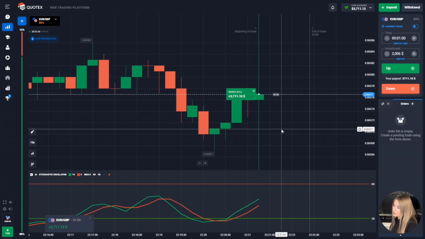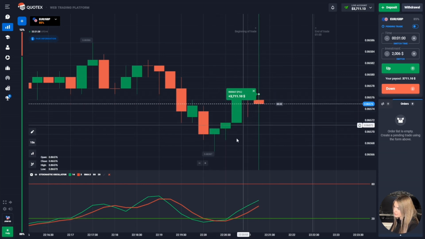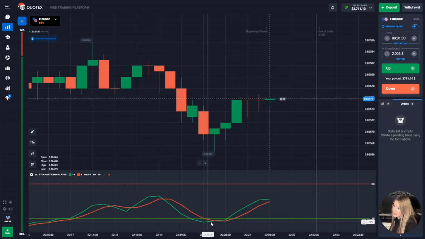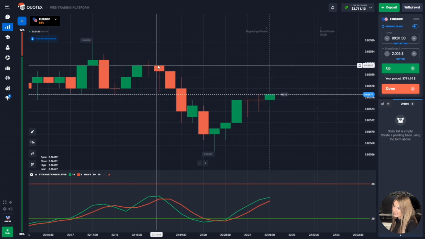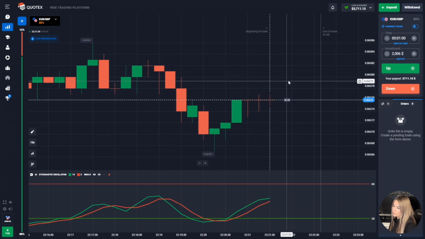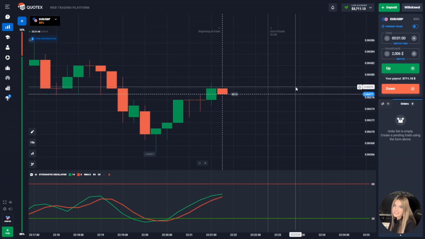Great guys, after our entry point, the chart began to form a large series of green candles. The moving ones returned to the limits and we caught the chart at a price reversal and made a profit. So guys, we earned $3,711 and I think this is the end of our trading session.